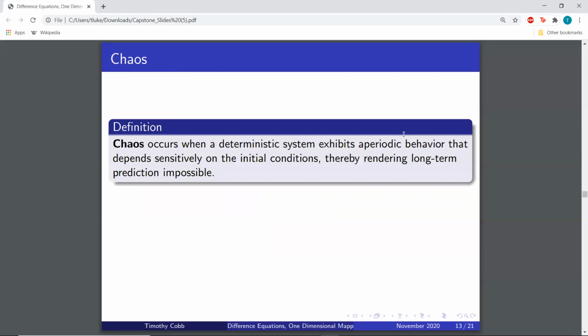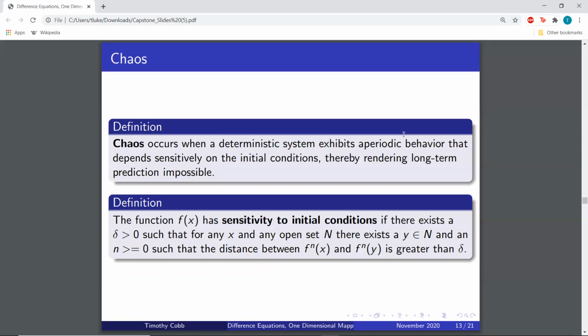which means that our function is chaotic. And so a more formal definition of chaos is: chaos occurs in a system when a deterministic system exhibits aperiodic behavior that depends sensitively on the initial conditions, thereby rendering long-term prediction impossible. And so to better understand chaos, we need to understand sensitivity to initial conditions.